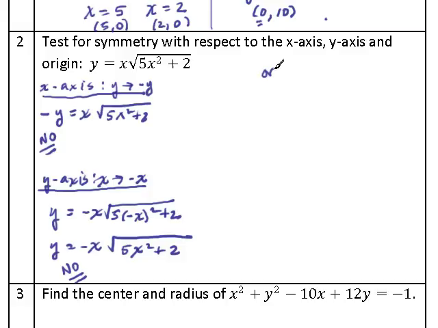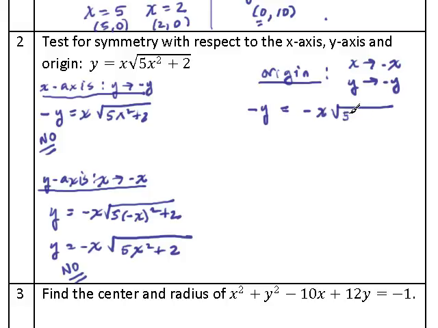And now we'll try origin. We replace x with minus x, and we replace y with minus y. So let's do that. So here in this equation, we would replace the first y on the left with minus y. On the right, we replace that x with minus x, and the 5x squared becomes 5 times minus x squared plus 2. Let's simplify this. We'll square this out over here, and again, because of the even exponent, we just get 5x squared plus 2.